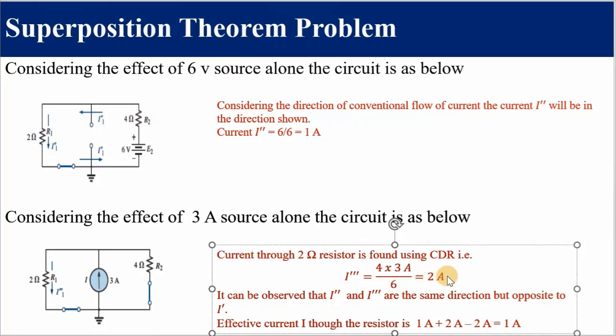So we have got 2 currents in the same direction, that's I prime and I double prime, and I triple prime is in the opposite direction, that is in the upward direction. So we're going to find the algebraic sum of the 3 currents, and 1 amp plus 2 amps minus 2 amps, we are going to get 1 amp.